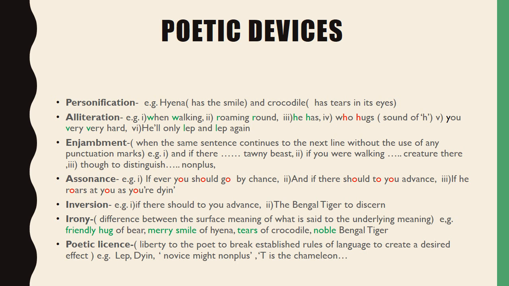Now here, students, you are introduced to a new literary term, poetic license, in this poem. Now let me elaborate the term for you. Poetic license is the liberty given to the poet to break established rules of language in order to create a desired effect. Here in this poem too, you will find the poet has changed the spelling of leap into lep and dying into din. Even nonplussed has been written as nonplus just to make the word rhyme with the word thus. And it, she has just spelled as 'it.